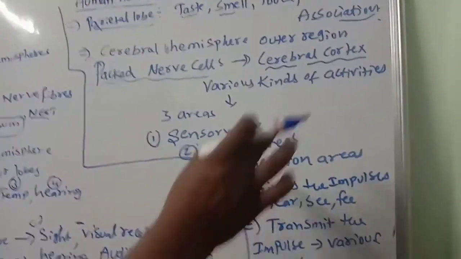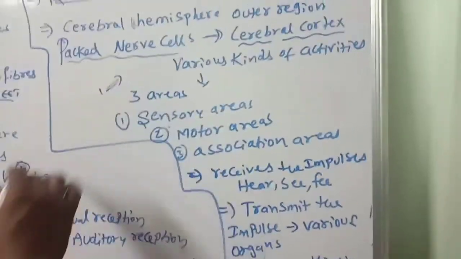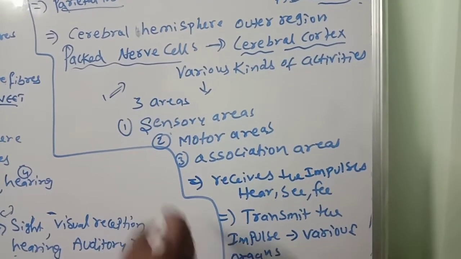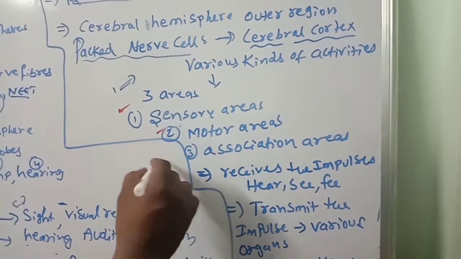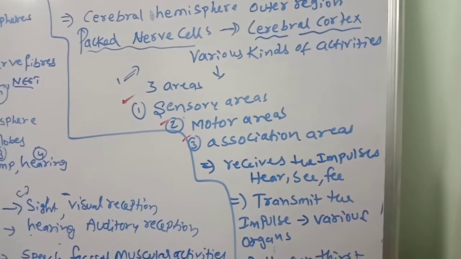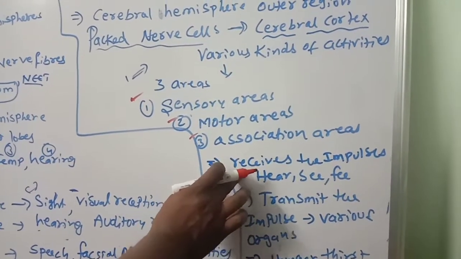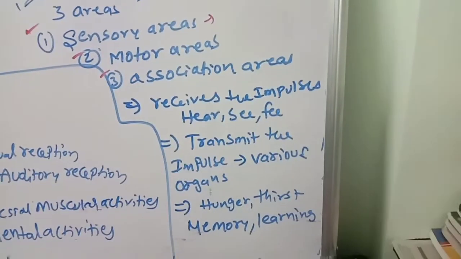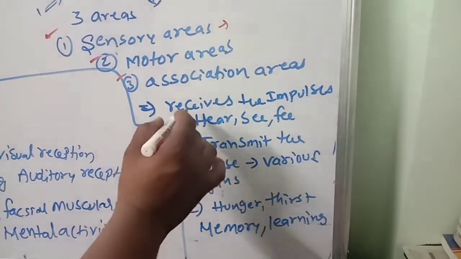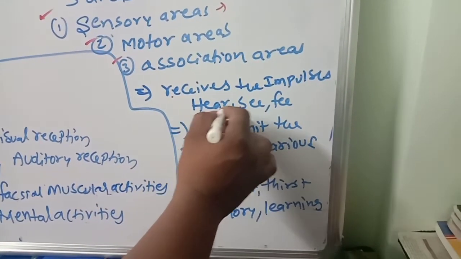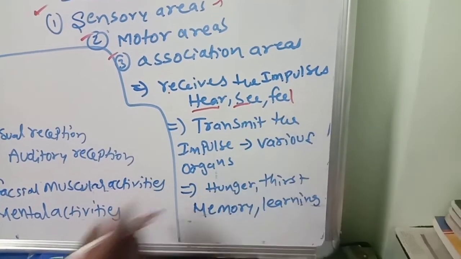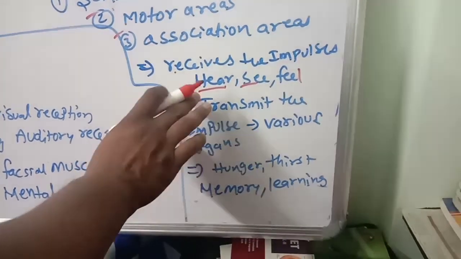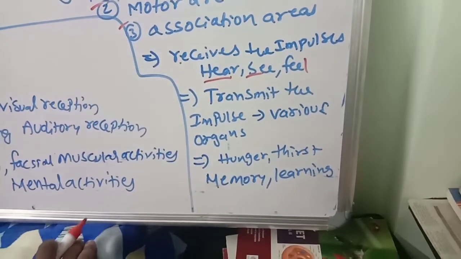The cerebral cortex contains three areas. Number one, sensory area. Number two, motor area. Number three, association areas. The sensory areas are where sensory nerves are more. Their function is to receive impulses like hearing, seeing, and feeling. This information comes from the receptors, and the analysis goes on in the sensory areas.